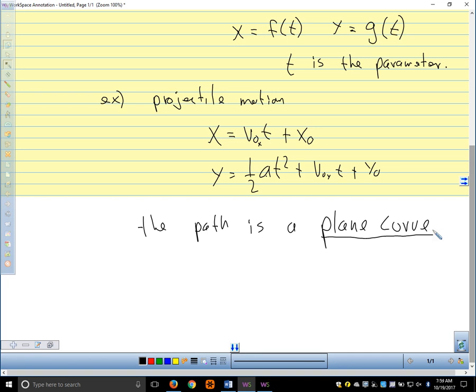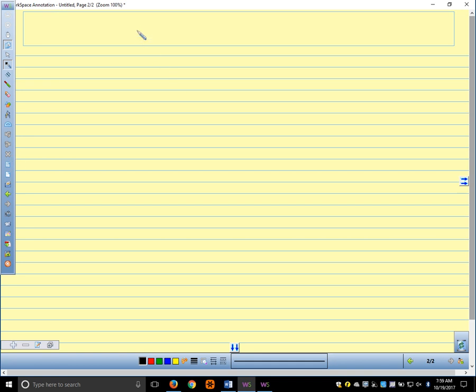All right. So the first thing that we're going to do is talk about, if we have a set of parametric equations, how do we get it into a form that might be more familiar? So we want to talk about eliminating the parameter.